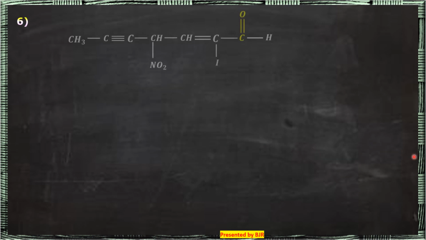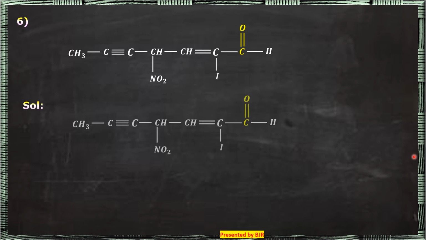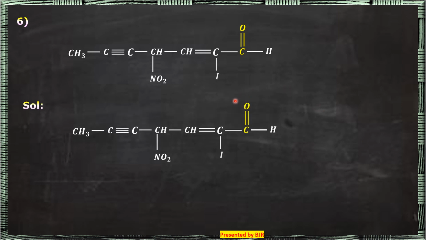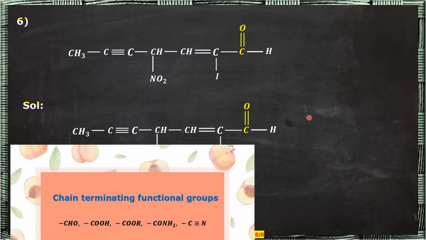Problem number 6. Solution. Again, you can see here one of the chain terminating functional groups is present in this organic compound, that is CHO. I already told you, when a chain terminating functional group is there in the organic compound, the carbon atom in it must be assigned number 1. So for that reason, I am including this carbon atom in the selection of the parent chain, and the numbering should be done from right to left in order to get serial number 1 to this carbon atom in the functional group.